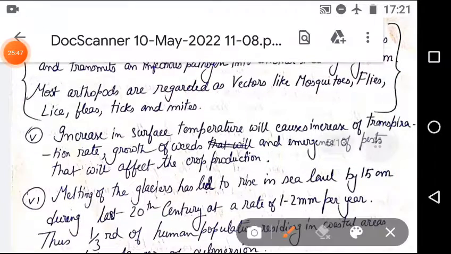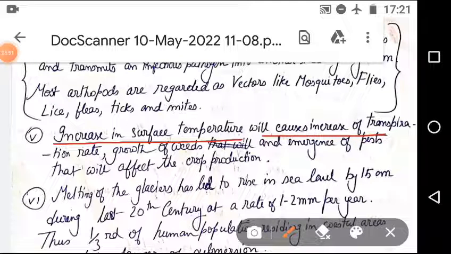Next it says, increase in the surface temperature will cause increase of transpiration rate. Transpiration is actually the process where water vapor is emitted out from the plant surface, as a result cooling down the temperature of its surroundings. So the transpiration rate will increase in the plants if there is an increase in the surface temperature.